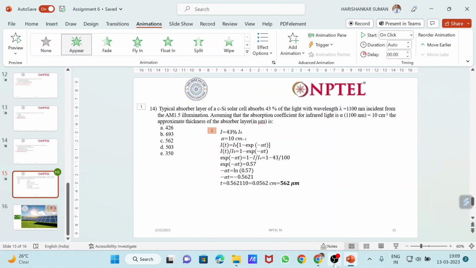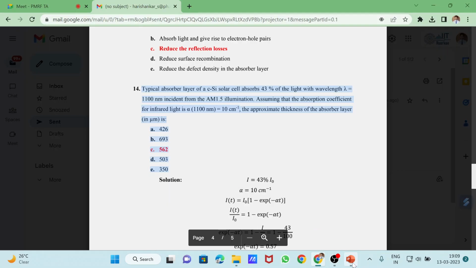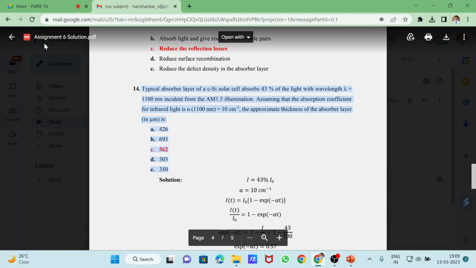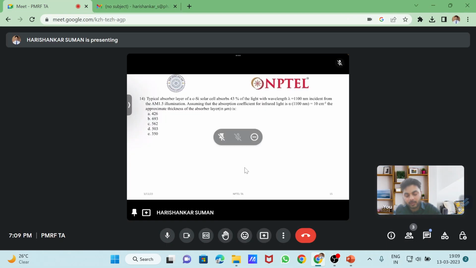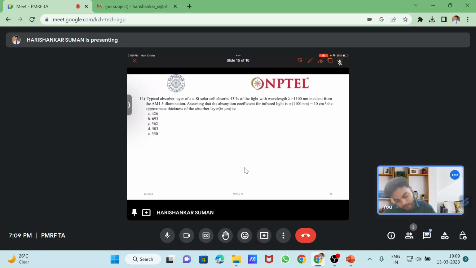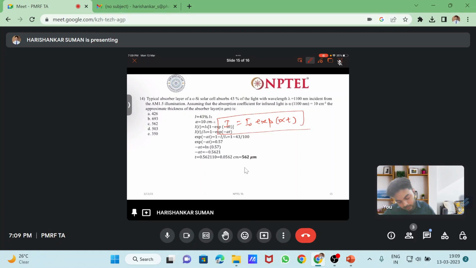Not visible. Yes, yes. You know the formula: I equals I naught times exponential, 1 minus alpha t, like that. 1 minus, yes, 1 minus. Now please solve.